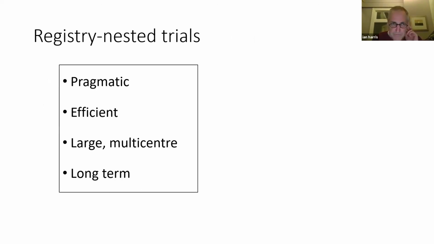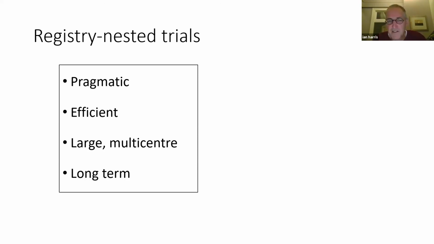And these registry nested trials are pragmatic because not only do they reflect everyday practice, they are everyday practice. They're completely embedded in everyday practice. These are all patients in these hospitals that are getting a joint replacement, a part of the study. So it's very efficient. To do a randomized trial of 15,000 patients would normally cost an enormous amount of money to set up and then dismantle again. You can do large multi-center trials, and you can do long-term follow-up if you need to. We probably don't need to for this particular study.